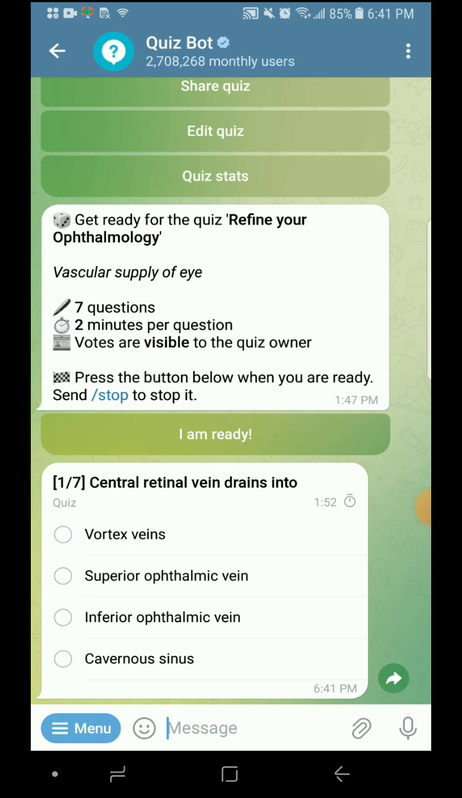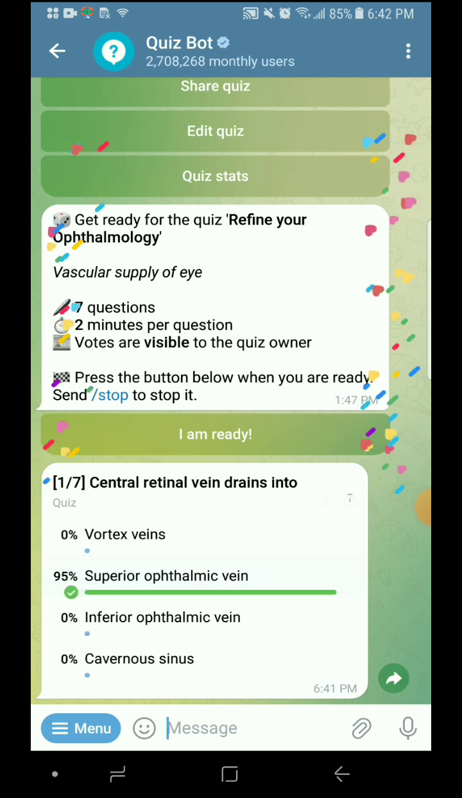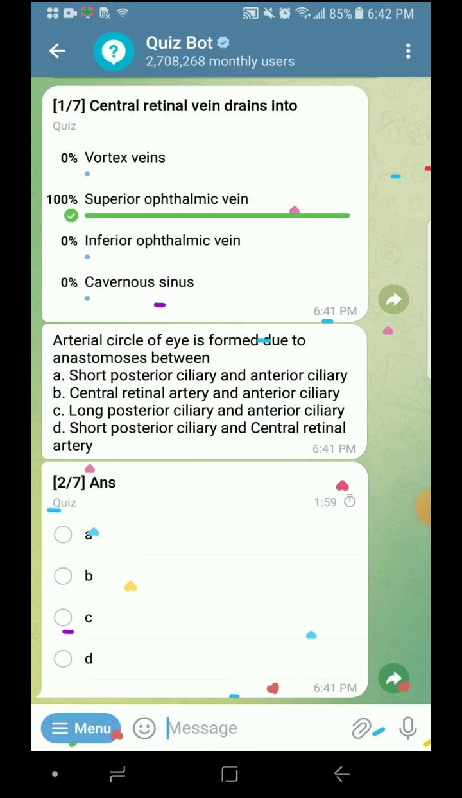So there are 4 vortex veins. The 2 upper vortex veins drain into the superior ophthalmic vein. The 2 inferior vortex veins drain into the inferior ophthalmic vein, while the central retinal vein, which comes out of the optic nerve, goes directly into the superior ophthalmic vein, which goes into the cavernous sinus behind the apex of the orbit.